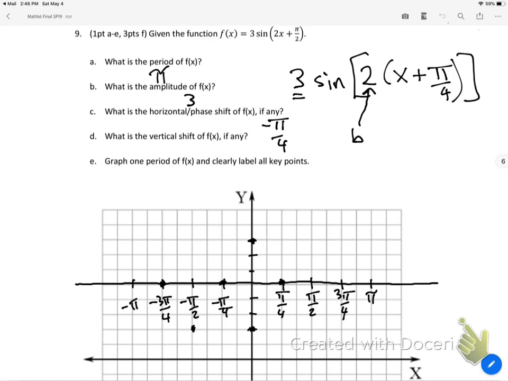So I've got all the information there. I've got the period, which is pi, amplitude, which is 3, that's the number right at the start, and the phase shift, which is minus pi over 4. In other words, we're moving that way.